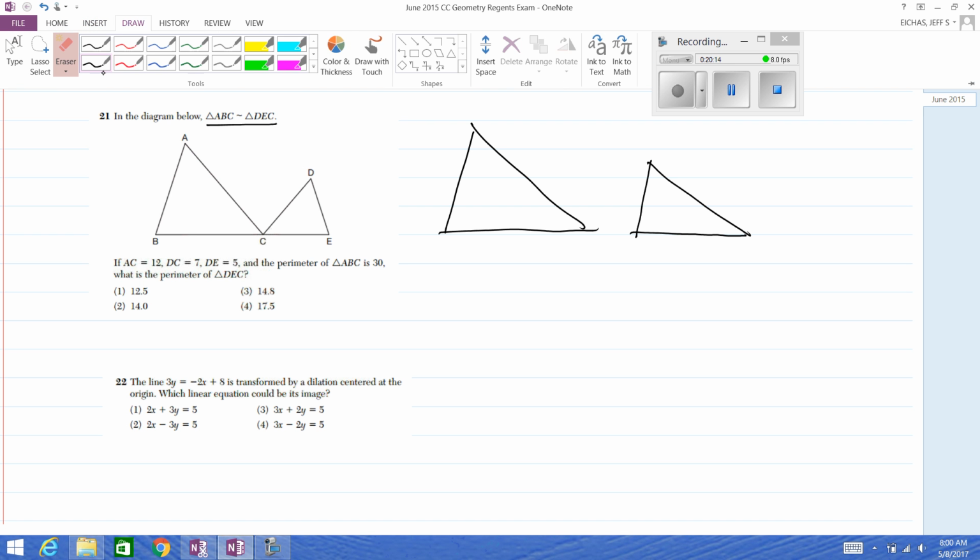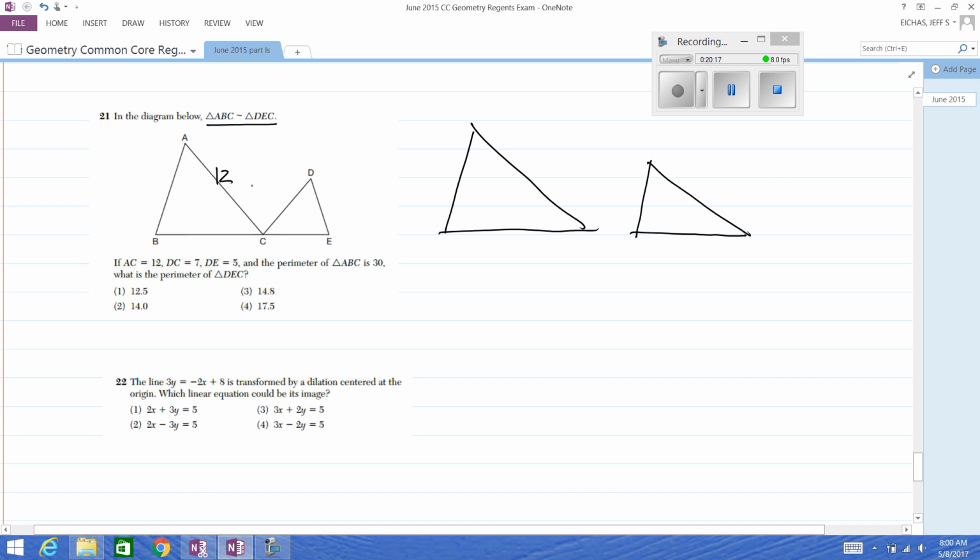All right, so let's take a look here. AC is 12, DC is 7, D is 5, and the perimeter of ABC is 30, and they want the perimeter of this. Okay, now what we would look at is what is a pair of corresponding sides? Well, this is in fact still a pair of corresponding sides. Almost looks like they reflected then dilated or something like that. So assuming they did that, this is still a pair of corresponding sides.